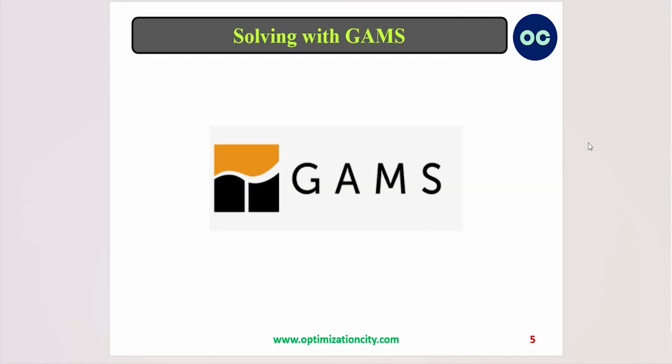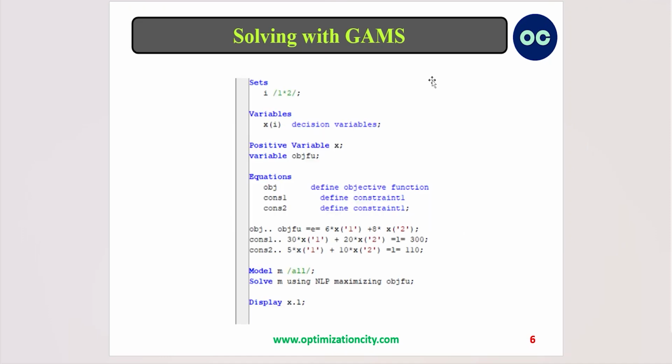Now let's solve the model using the GAMS software. GAMS is a commercial software for solving optimization models in the format of LP, NLP, IP, and so forth. First, we define index I. I is 1 and 2.